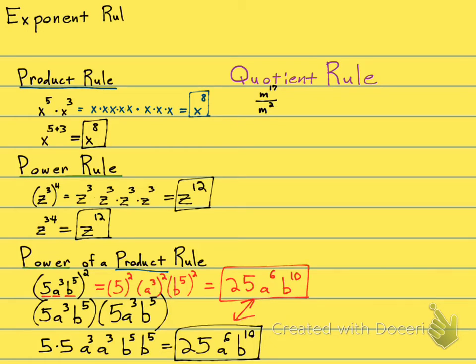Okay, and that brings us to the last rule up here, which is the quotient rule. Now I'm going to tell you, I don't like using the quotient rule. Okay, it only works if your numerator is greater than your denominator. The quotient rule says that if you have the same bases, you can subtract the exponents. You could take the 17 minus the 2 and get 15. But I like to write it out and cancel. So I know this is going to be a little bit long, but I'm going to write out my 17 m's on the top and my 2 m's on the bottom.